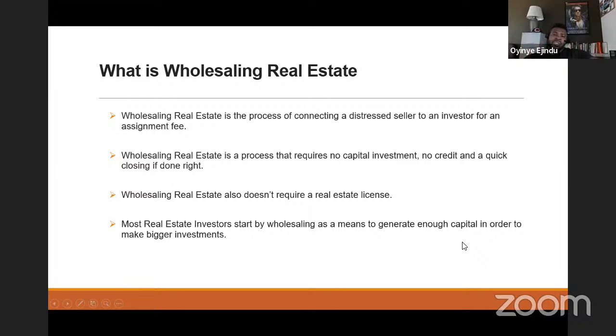And again, like I mentioned earlier, most real estate investors start by wholesaling as a means to generate enough capital in order to make bigger investments. So you have to be willing to understand the steps and the process involved in wholesaling, because by doing that, now you can actually generate enough capital as an investor to make bigger investments in the future.